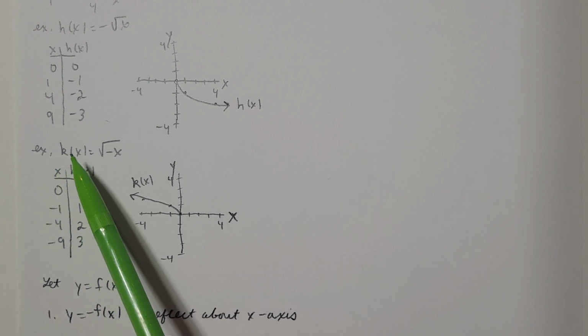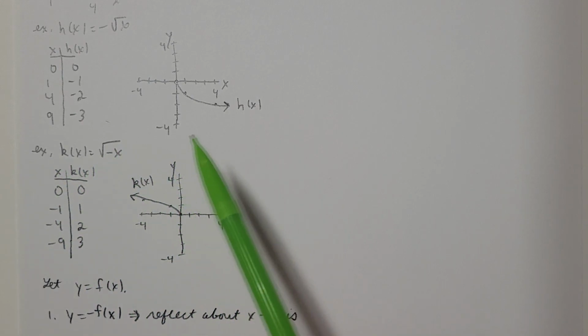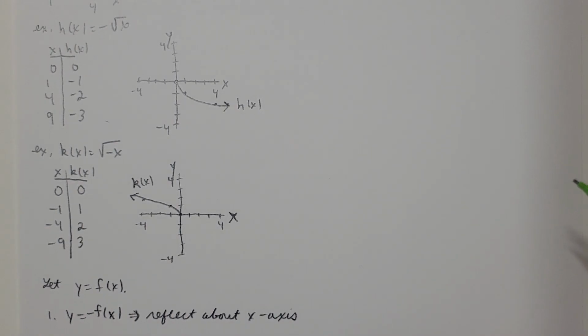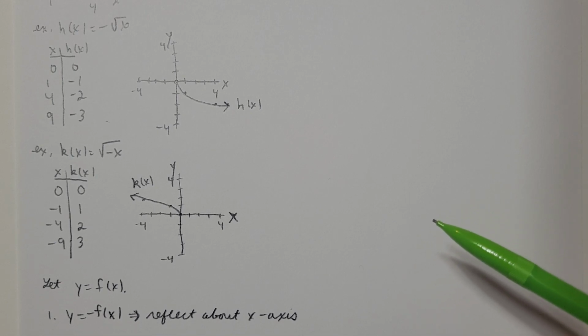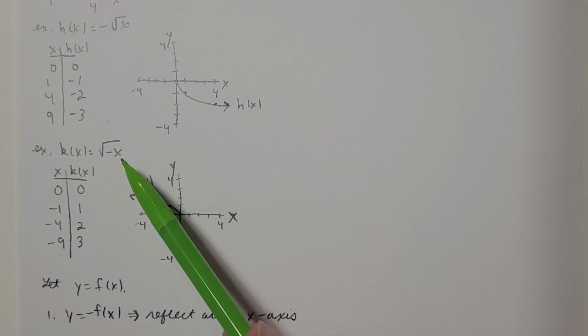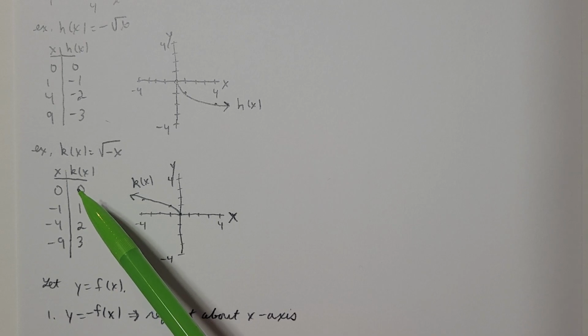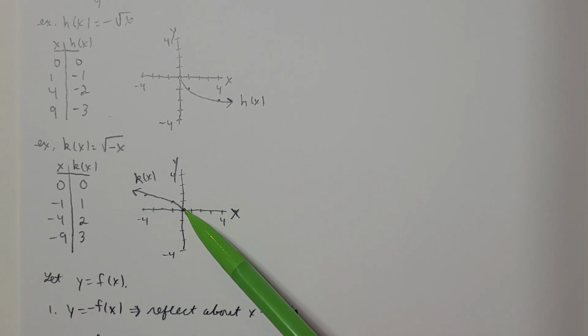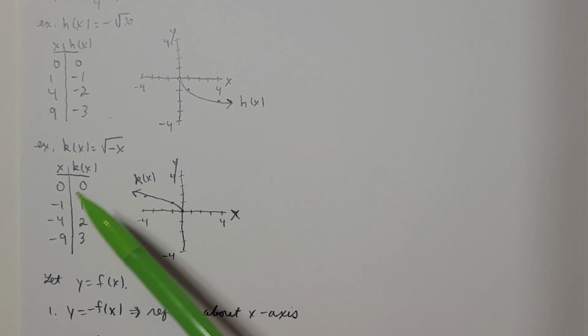Okay, so let's try another example. Like what if k of x is equal to the square root of negative x? Well, first of all, what's the domain of k? So I don't want the square root of a negative, right? Therefore, x has to be a negative because the opposite of a negative is a positive. Now, if x is 0, that's okay. The square root of 0 is 0, so 0, 0 would be on the graph. After we choose 0, we just want x to be a negative.